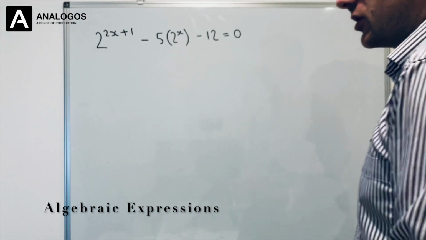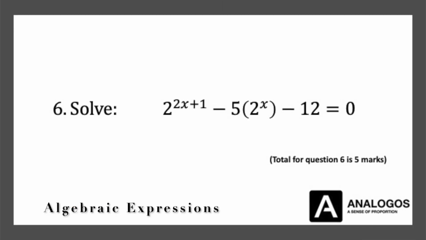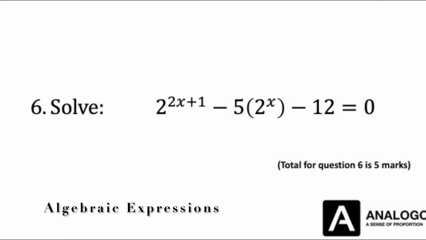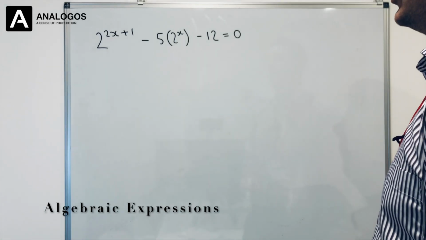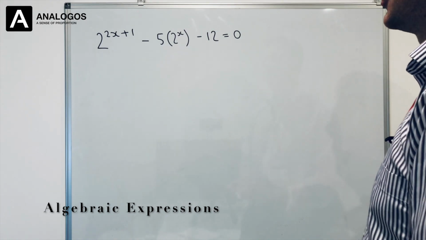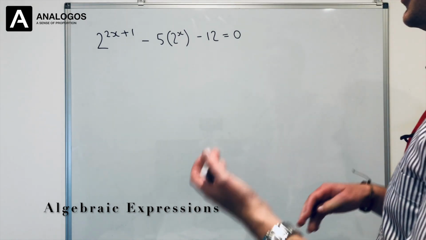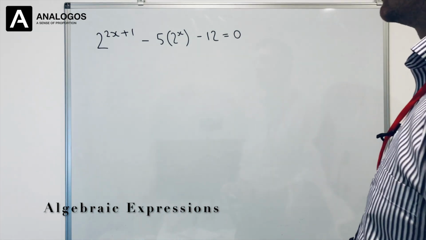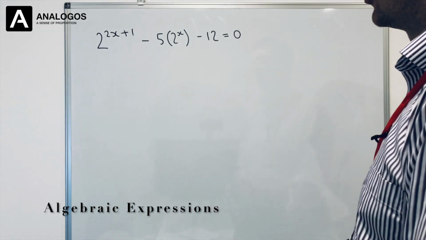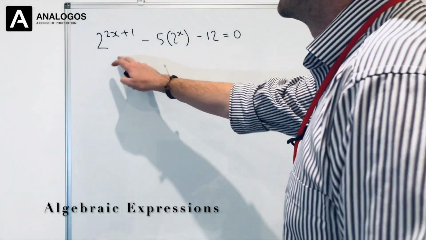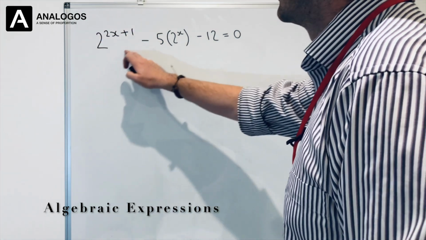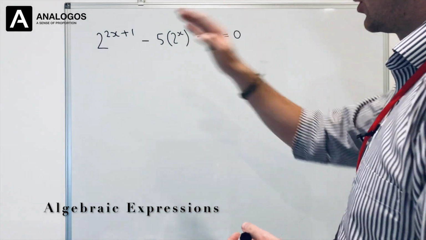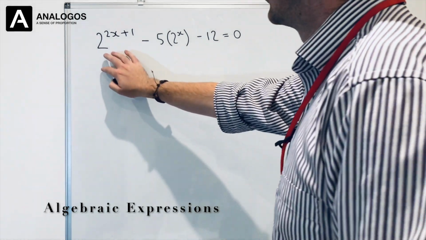This is a very common question. So we've got 2 to the power of 2x plus 1 minus 5 times 2 to the power of x minus 12 equals 0. So this might look a bit confusing as well, like a lot of these indices questions. The first time you see it, you think, what on earth? But like a lot of these questions, the more you do, the more straightforward it becomes. So hopefully you start to recognize that this can be solved by using the laws of indices. Okay, so let's just deal with that first. We can come to the rest later, but let's deal with this first of all.